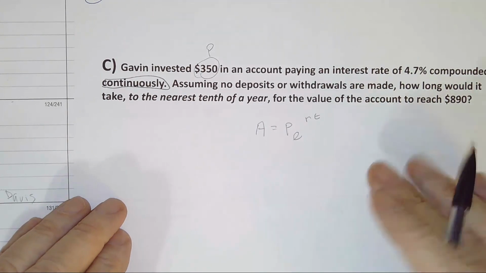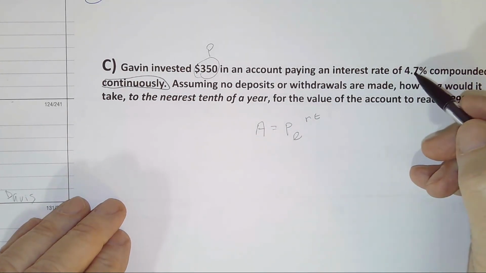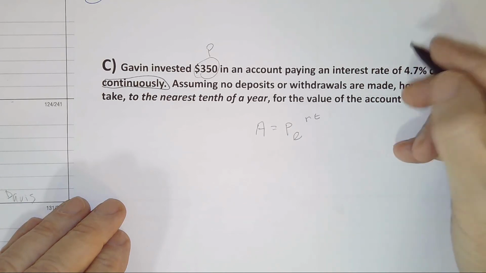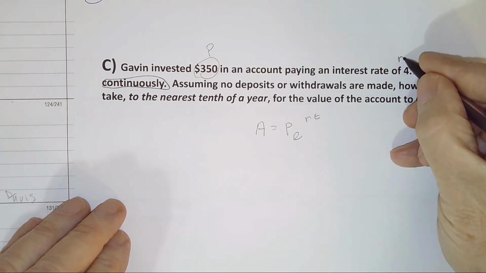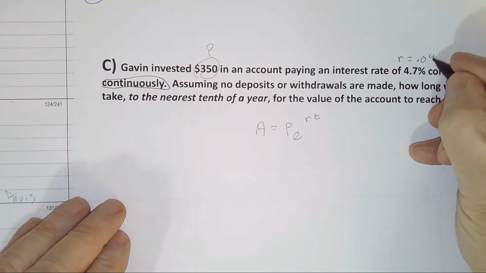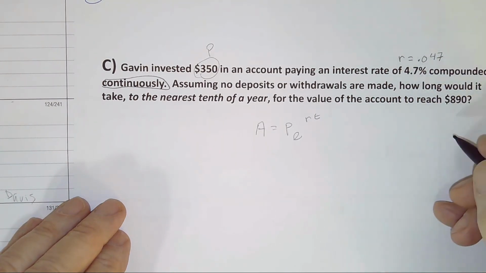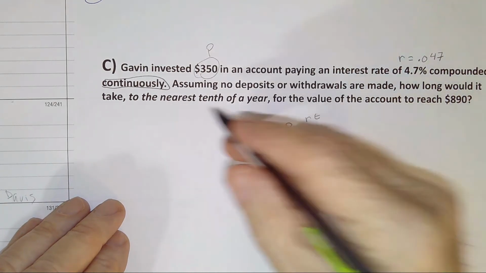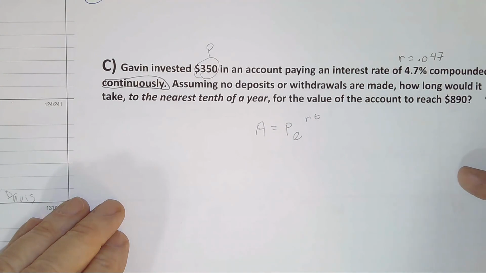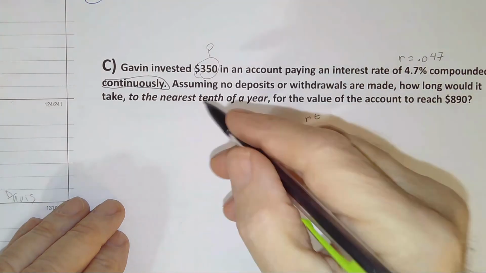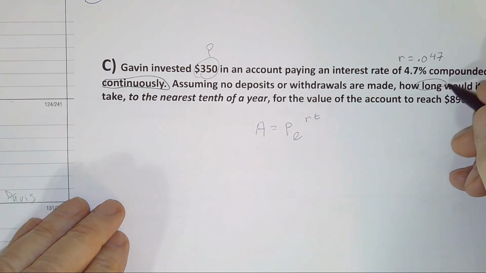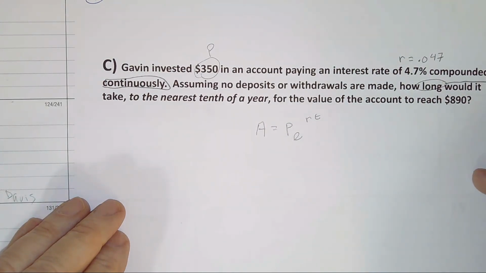And then in an account paying an interest rate of 4.7%. So again, change this to a decimal. So your rate equals 0.047. Compounded continuously, we said. So assuming no deposits or withdrawals are made, how long would it take, to the nearest tenth again? So how long, of course, that's the time, right? T, find T.